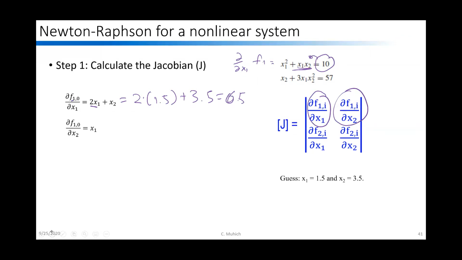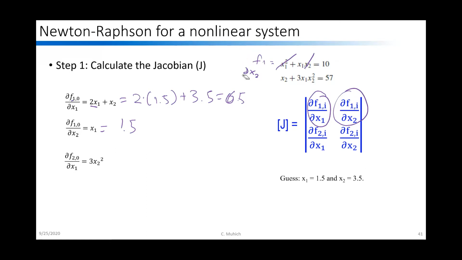Next, I can do the same thing for the partial derivative of f1 with respect to x2. If I once again look at this top equation, take that partial derivative of f1 with respect to x2, that first term goes away and I cancel out that x2, right? So I'm only left with x1. Well, then computing this is easy because our guess is 1.5.